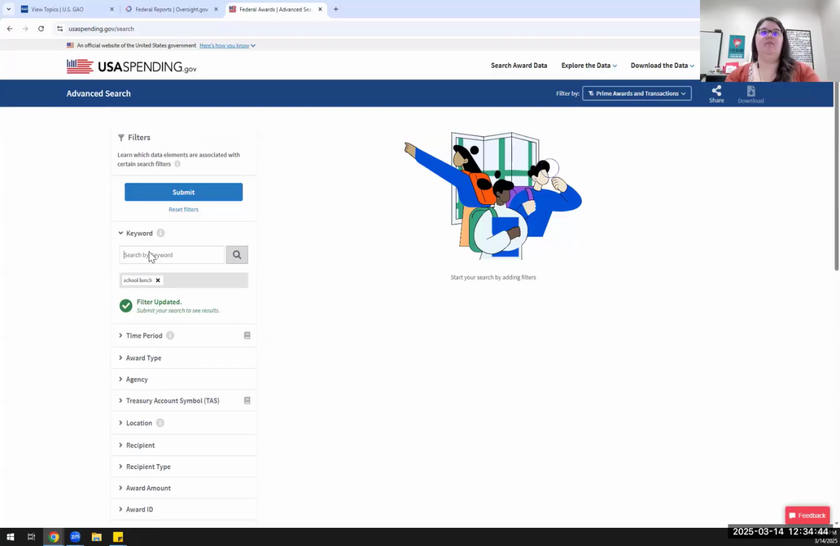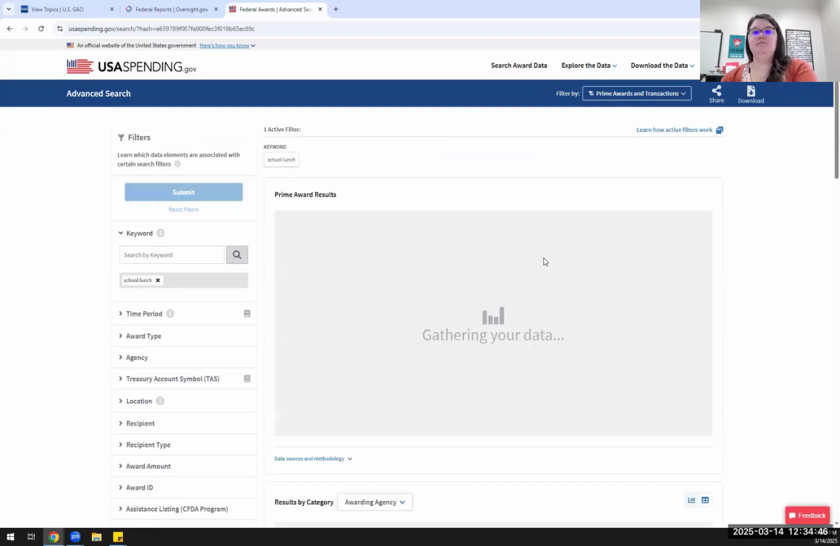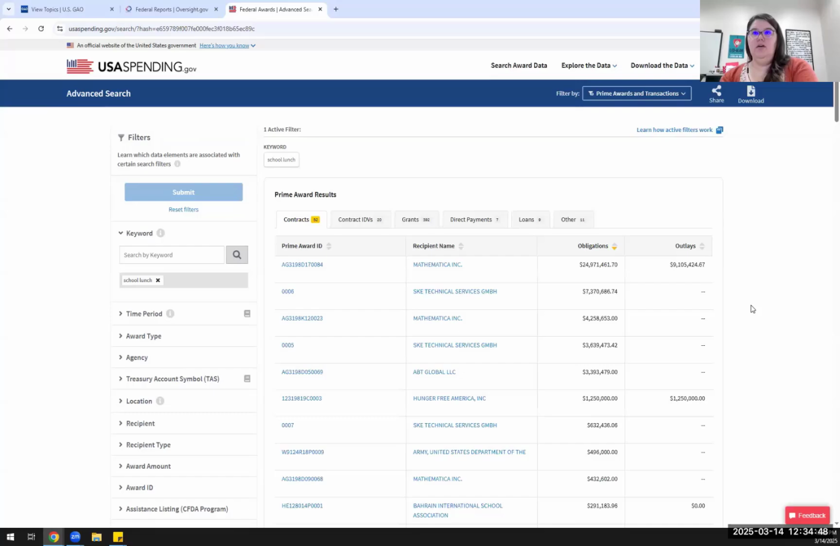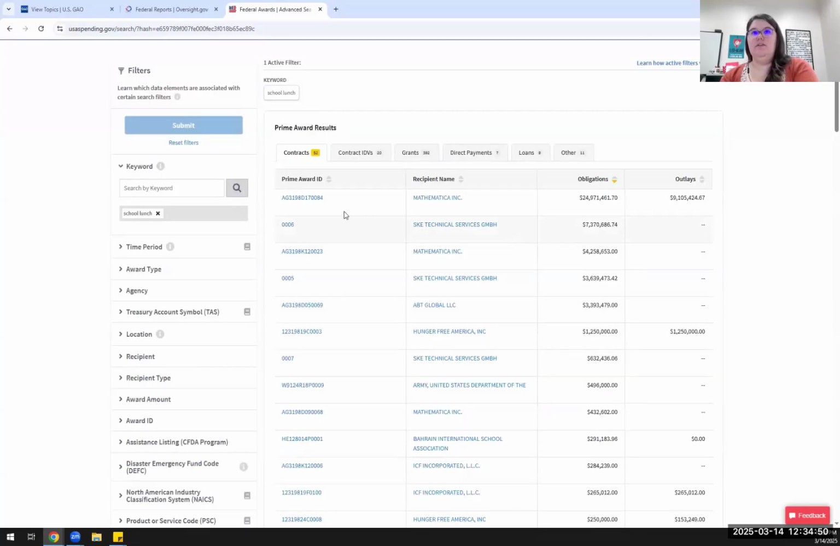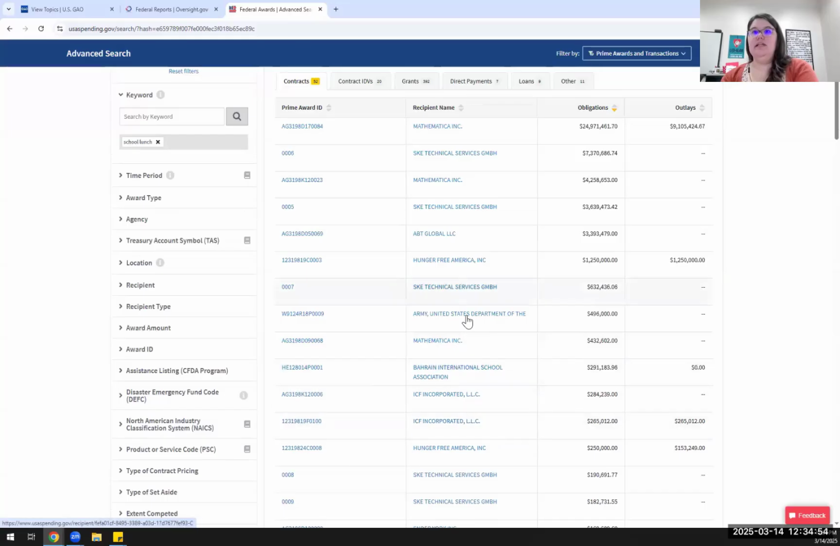But if I wanted to look for something like school lunch and do a submit, we can see information from a bunch of different awardees who are getting this money. We can even see the amount of money that we are giving to them, right? So for example, Mathematica here, we had an obligation to pay them, their original contract that we signed with them, versus how much we've actually paid them.